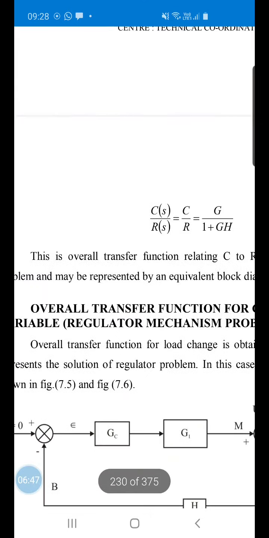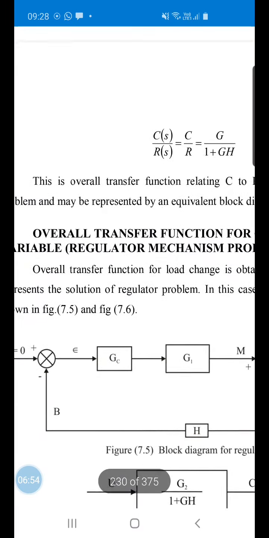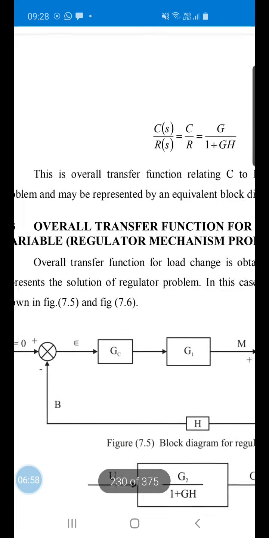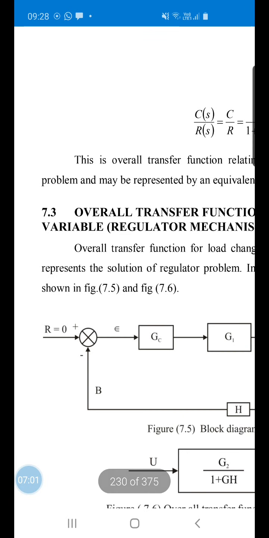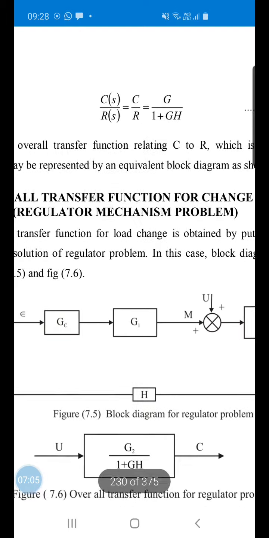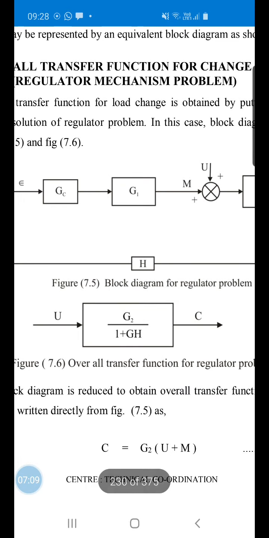Next we will discuss the overall transfer function for change in load variable, that is the regulator problem. In the regulator problem, what do we do? We put R is equal to 0, and U will come into the picture. The load variable will come into the picture. So again, if we solve this, you will get the overall transfer function for the regulator problem. C by U, and the transfer function will be G2 upon 1 plus GH.